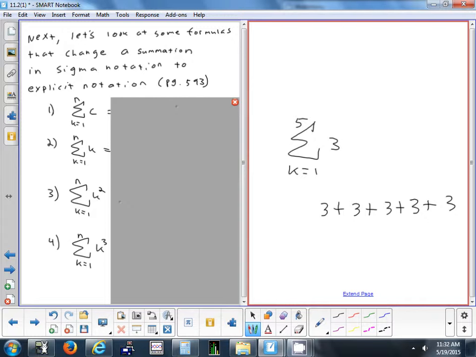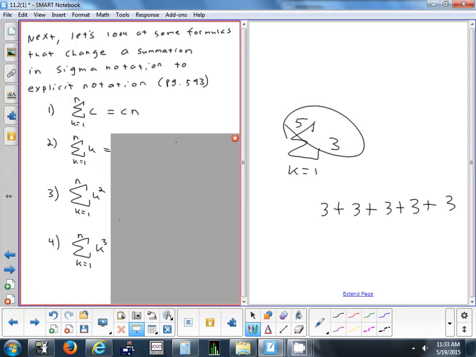What's a quicker way of doing that? Anybody see a connection between the notation and what we wrote? Yeah? I was going to say 3 times 5. Yeah. That's it. All you're really doing is you're adding up the number 3 5 times. Well, the shortcut to that is multiplication. If you're going to add the same number up 5 times, just multiply it by 5. Okay, so that's our trick. If you're going to add up a constant n times, just multiply the constant by n.